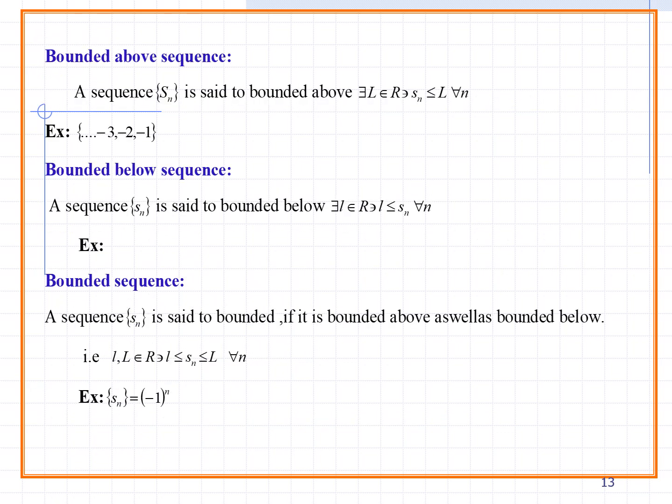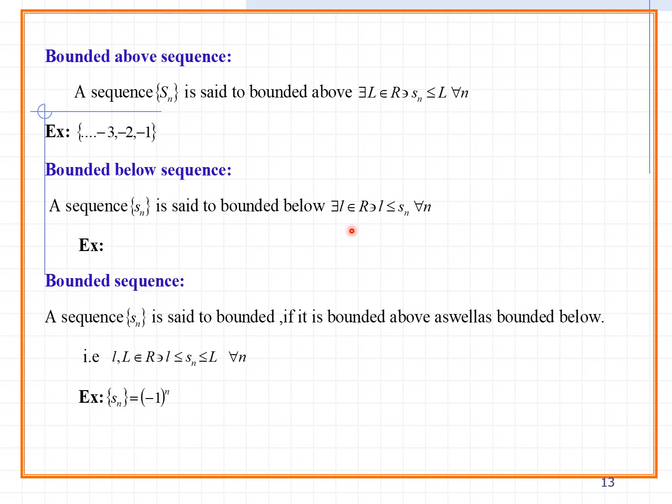The next one is the bounded above sequence. A sequence Sn is said to be bounded above if there exists L belongs to R such that Sn is less than or equal to L for all n. Here minus 3, minus 2, minus 1 is like a bounded above sequence. I already explained this. A sequence Sn is said to be bounded below if there exists L belongs to R such that L is less than or equal to Sn for all n.